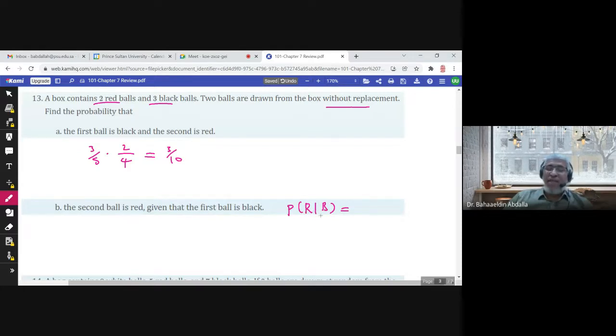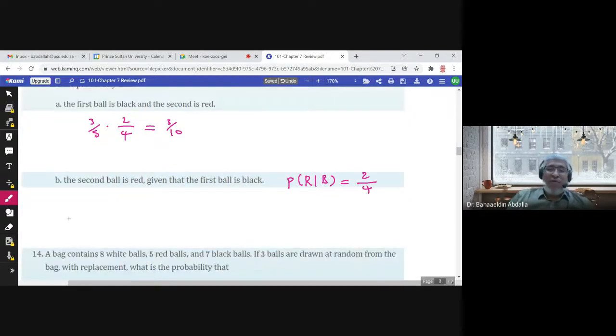So we have selected one black ball. So the number of balls left is 4, and the red balls are still 2 because the first ball selected is black. So the probability is just 2 over 4.